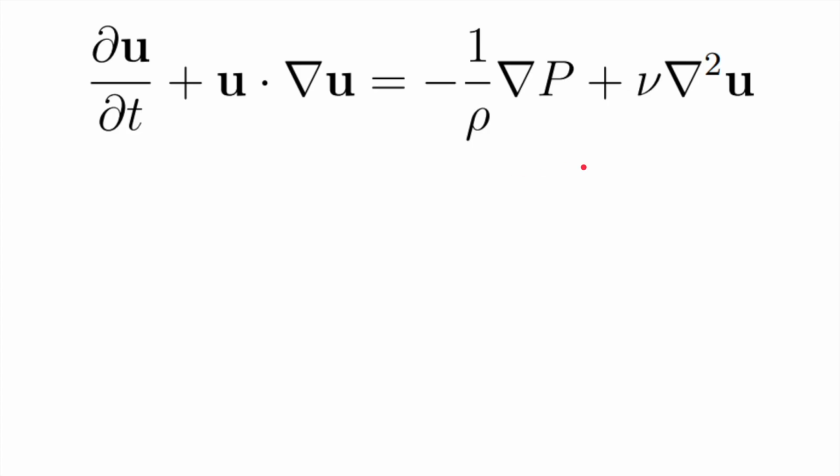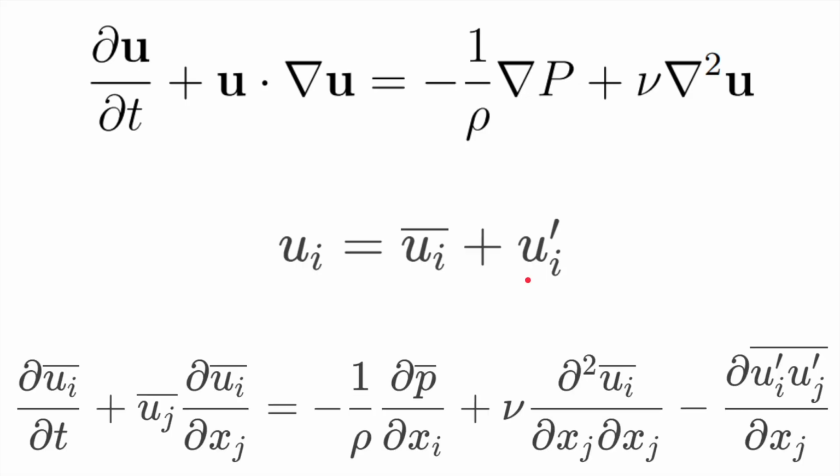The right side is the sum of pressure forces, which are calculated using the gradient of P, the pressure, and the viscous forces, which are calculated using the Laplacian operator applied on the velocity. Now, in turbulent flow, the velocity fluctuates, so we can break the velocity down into an average component and a fluctuating component. Inputting this decomposition into the Navier-Stokes momentum equation eventually gives the Reynolds average Navier-Stokes equations after many simplifications.